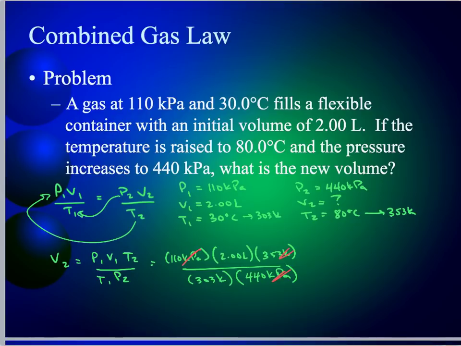And if you're curious, just watch what happens to the units. Kilopascals cancel, Kelvin cancels. All we're left with is liters, which is good because we want a unit of volume. And that whole thing plugged into a calculator. And we get, and we're going to go with three significant figures, 0.583, and my unit is liters. So the volume almost got cut down by about 70% or so, down to 0.583 liters.